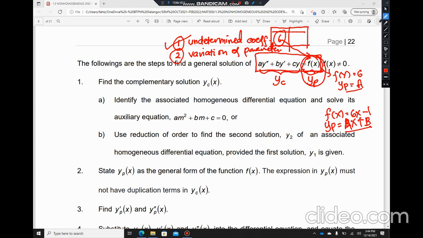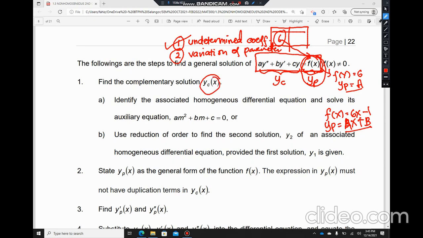Now we move on to the steps to find a general solution. We are going to solve all of these. Before this we just identified the value of yp. So we can follow these steps. First, find the complementary solution yc(x). Identify the associated homogeneous differential equation and solve its auxiliary equation am squared plus bm plus c equals 0. So before anything else, we must first find yc.